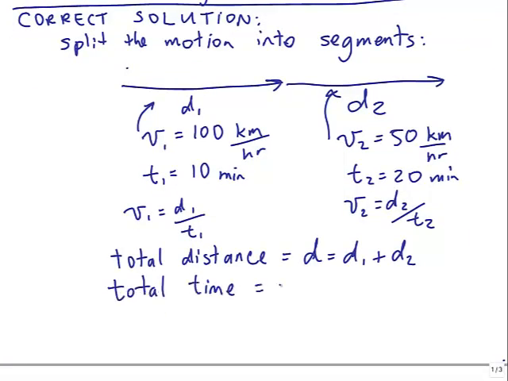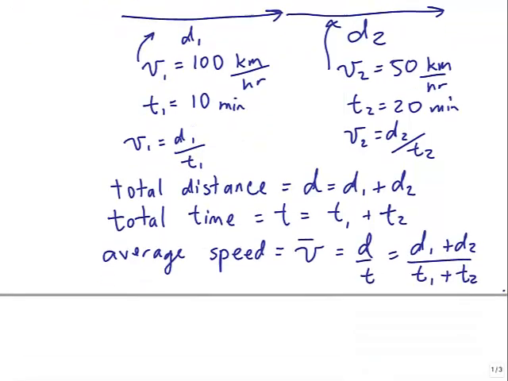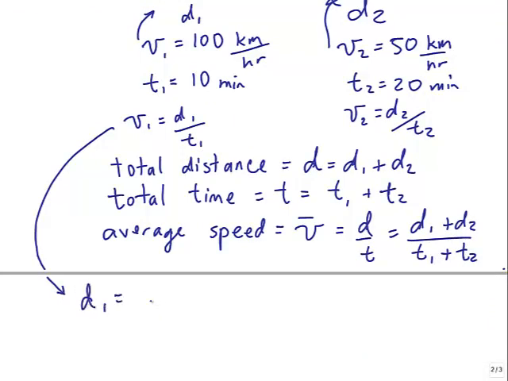The total time is t1 plus t2. It's going to be half an hour, I think, 10 plus 20 minutes. And the average speed is the total distance divided by the total time, so (d1 + d2)/(t1 + t2). So now we need to figure out those d1s and d2s.